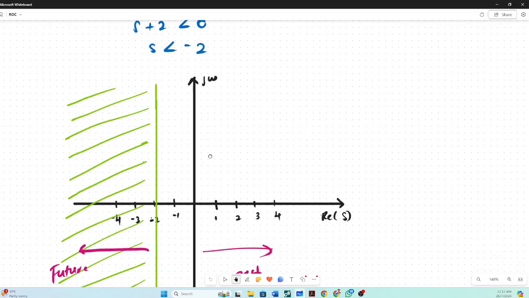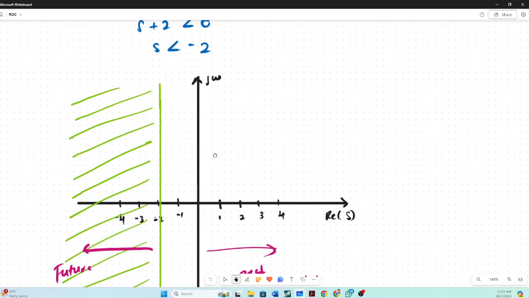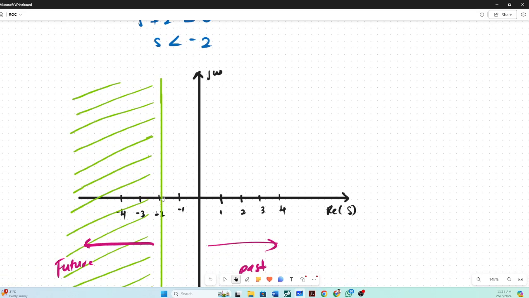So we can plot the s-plane, and we plot our pole here at minus 2. The signal only happens when s is less than minus 2, so we shade the area lower than minus 2.